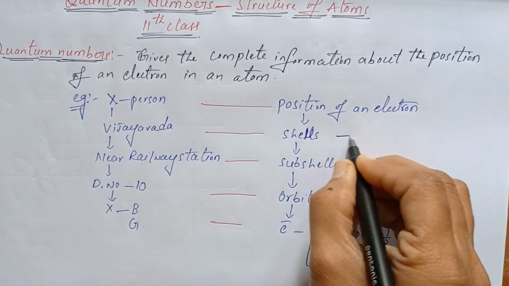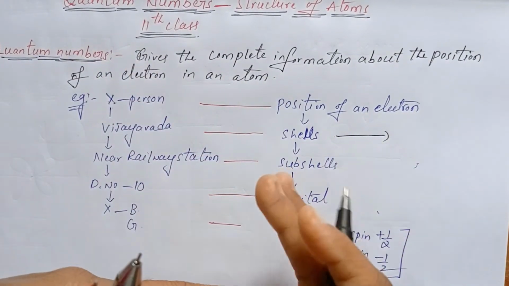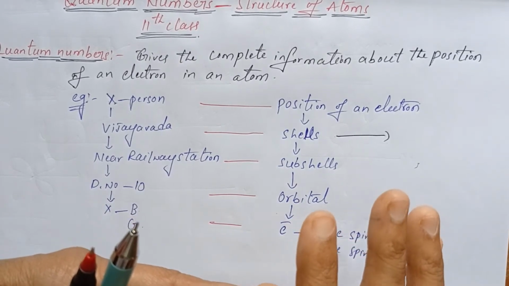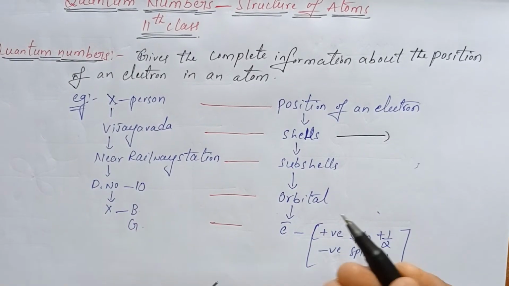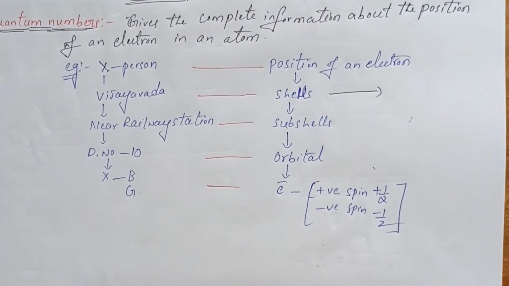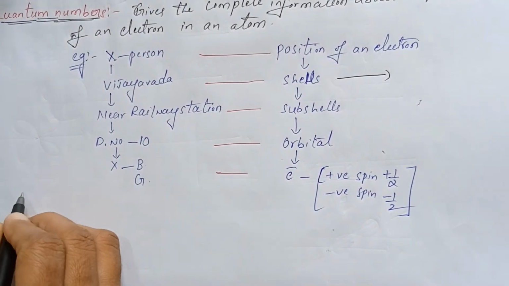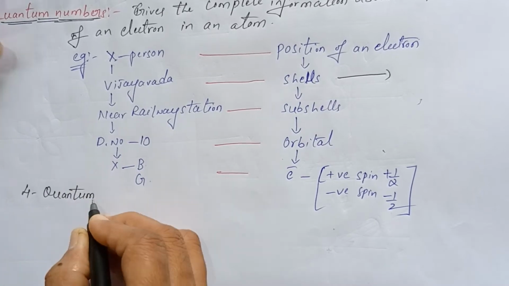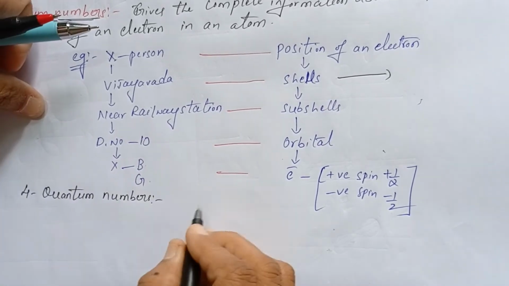these shells, about the shells, here quantum numbers, 4 total quantum numbers, divided into 4 types. Total 4 quantum numbers are there. One is principal quantum number. So here first I am discussing 4 quantum numbers, students. What are the 4 quantum numbers?